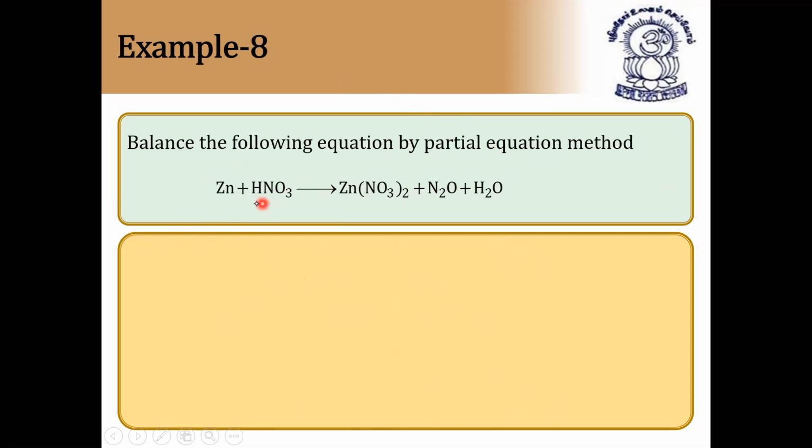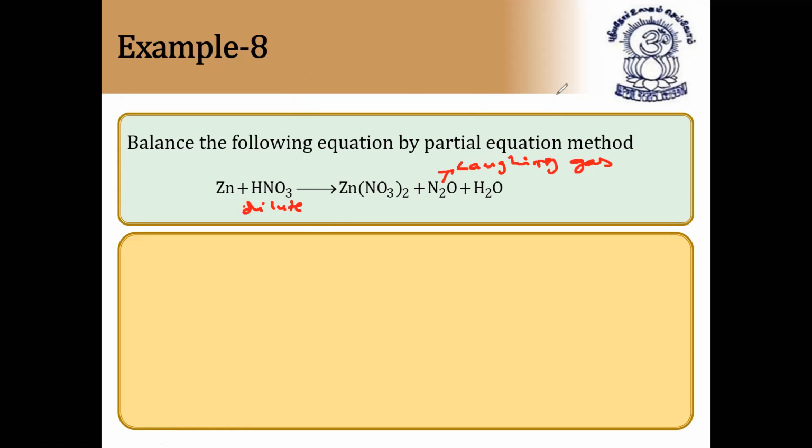So they'll ask the equations in the examination directly, and formation of nitrogen dioxide, nitrogen oxide, and nitrous oxide. This is also called laughing gas. This again is a neutral oxide, but it is also called laughing gas. So zinc reacts with very, very dilute nitric acid to form zinc nitrate plus nitrous oxide plus water.